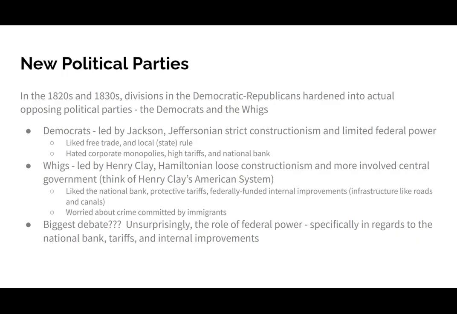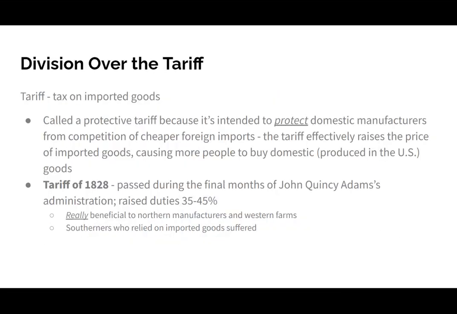Now, the biggest debate between these two parties, unsurprisingly, is the thing we're mostly still arguing about today, the role of federal power, specifically in this case in regards to the National Bank, tariffs, and internal improvements. So let's talk about this. So we know a tariff is a tax on imported goods. You may recall from previous videos, there was a tariff passed in 1816 as part of Henry Clay's American system plan. A tariff is called a protective tariff because it's intended to protect domestic manufacturers from competition from cheaper foreign imports. The tariff effectively raises the price of imported goods and then causes more people to buy domestic products. Domestic products are those that are produced in the country, in this case for us in the United States.